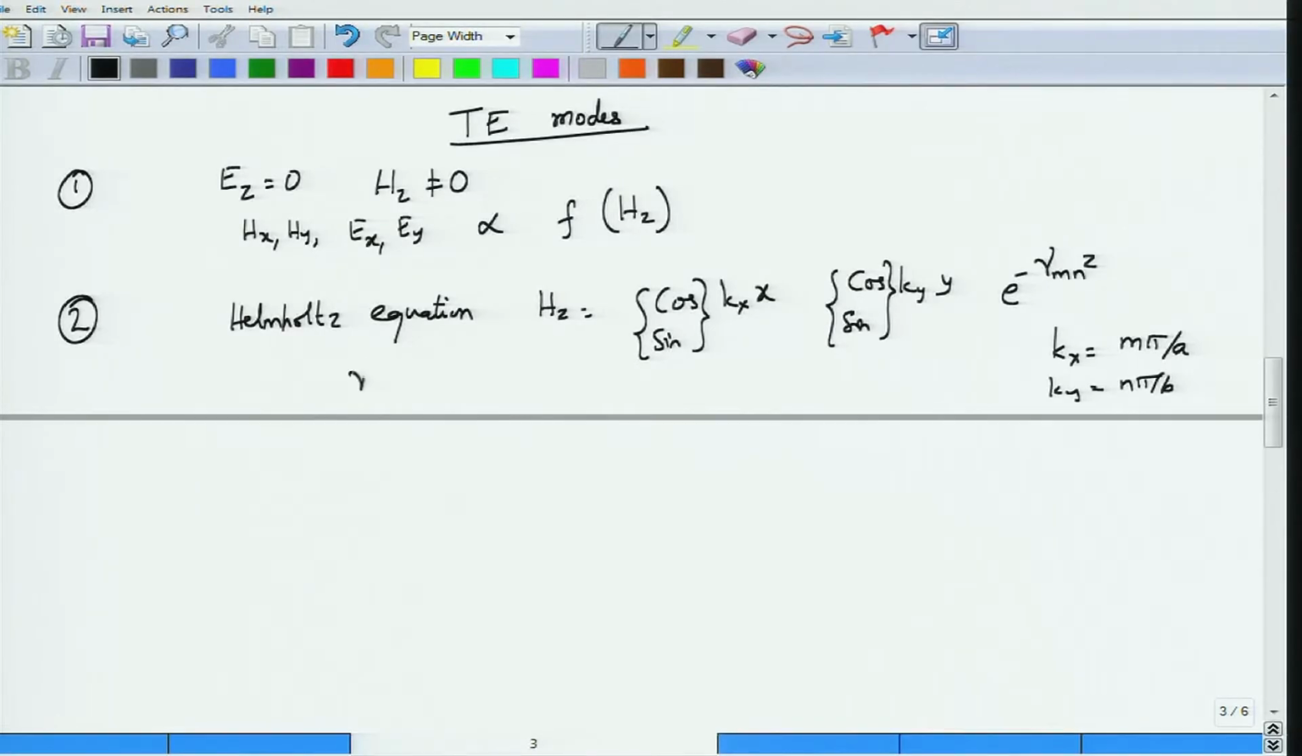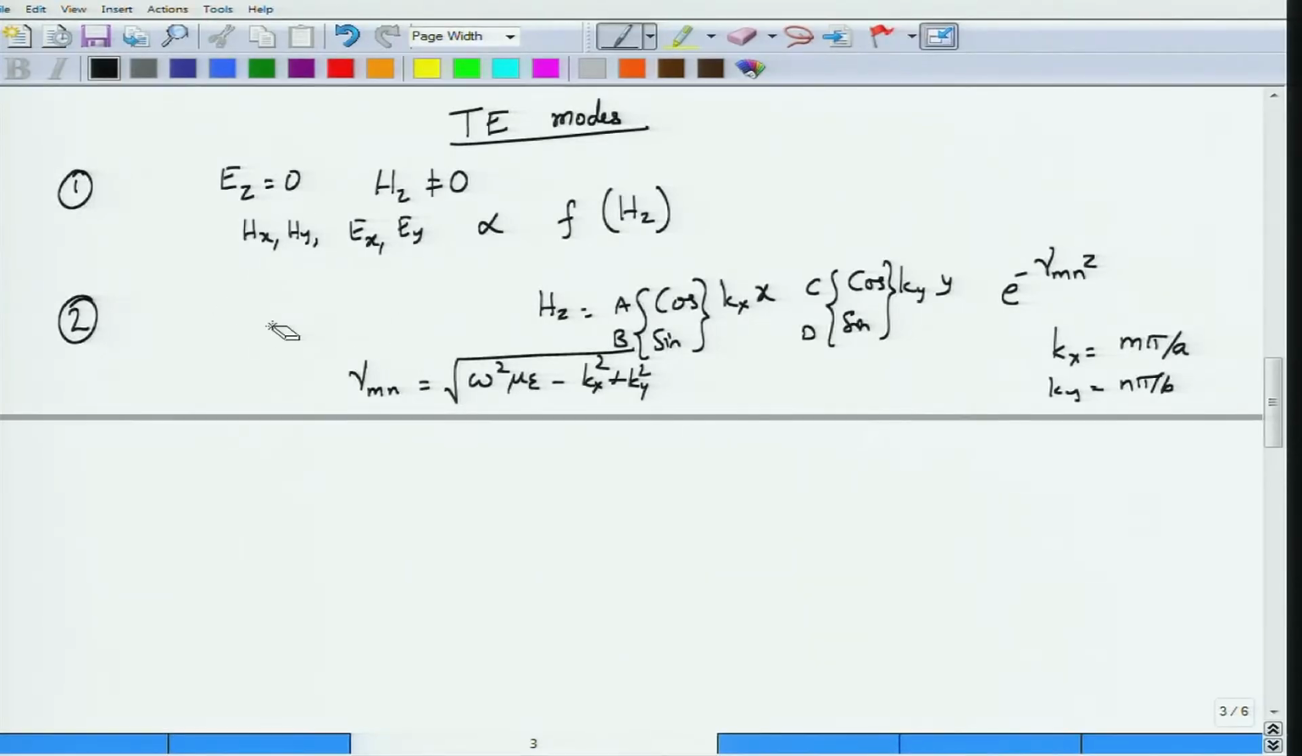Okay. Also we know what gamma mn is. Gamma mn will be equal to, or this can be related to, h itself. This would be equal to the square root of omega square mu epsilon minus kx square plus ky square. So we already know most of the things that we wanted to know. The amplitude for cos will be A, for sine it would be B, for cos here it would be C, and for sine it would be D. Okay. So this is the Helmholtz equation solution for Hz.